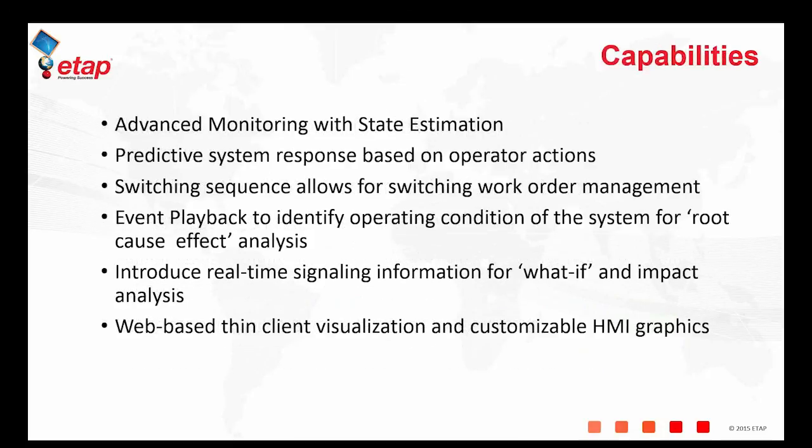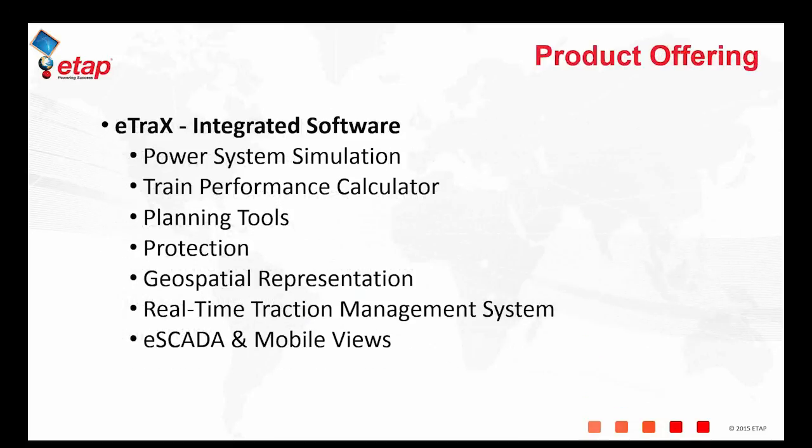So in summary, what we provide in eTrax is a power system simulation tool that has a train performance calculation that takes the train movement into electrical demand. It converts that electrical demand into the impact on the entire network. So we solve the entire train system and the upstream network together. There are planning tools like load flow and short circuit and protection to make sure that the system is designed and operated safely. A geospatial representation gives a perspective of where the trains are actually located and where the assets in the system are in relationship to each other.